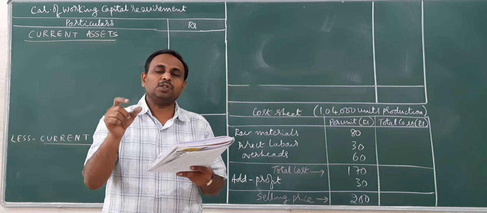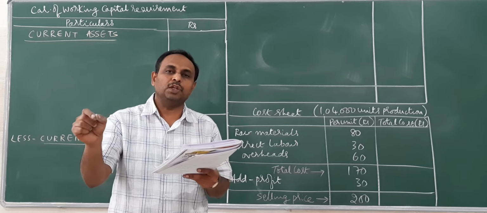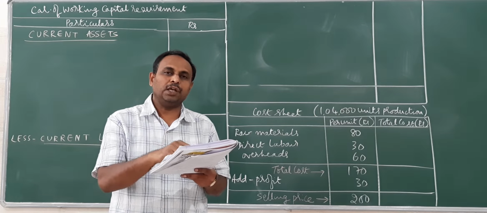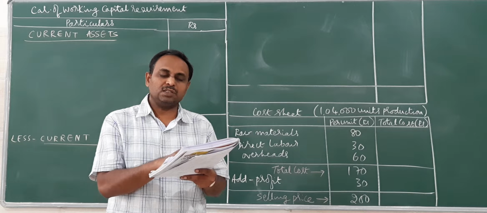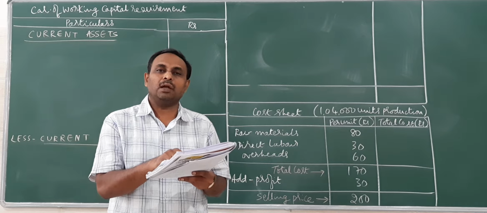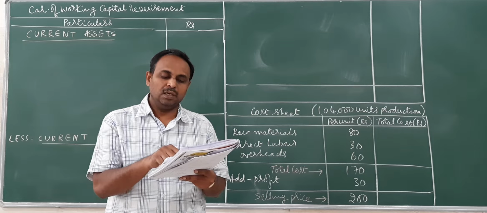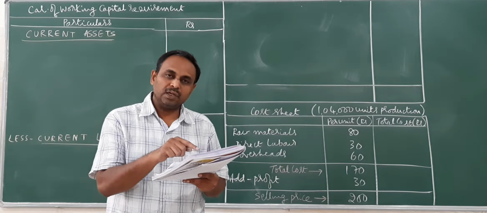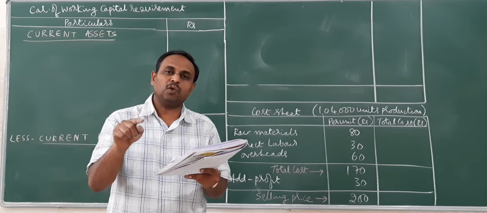So here the production is done in that particular period of time, 1,04,000 units. But you have in the cost sheet only per unit. You can look at the cost sheet, elements of cost in the first column, amount per unit in the second column. Per unit, underline, for 1 unit they have given 80 rupees, 30 rupees, 60 rupees, 30 rupees profit, like that. So it is per unit they have given. We have to find out for 1,04,000 units.